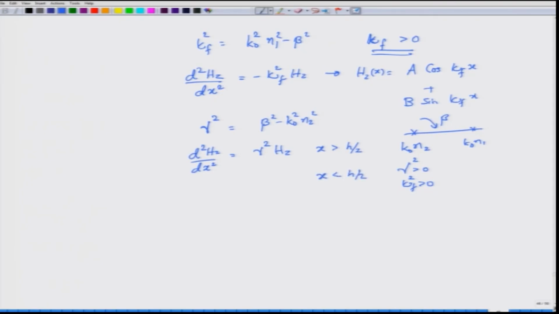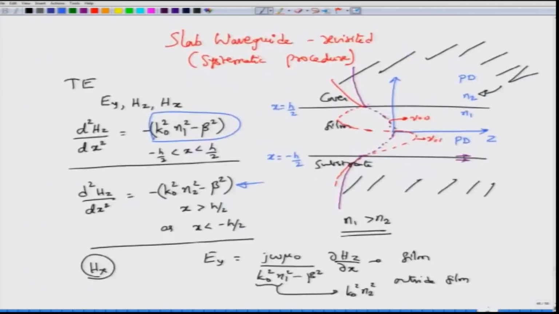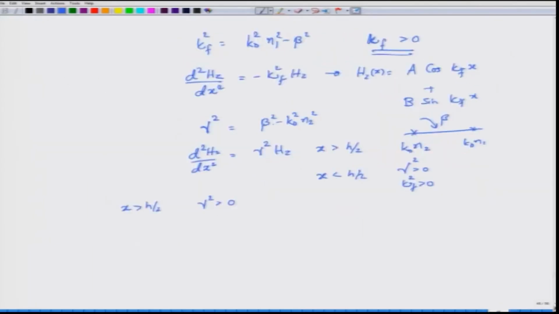The solution inside is fairly okay, but the solution for x greater than h by 2 must come by assuming gamma to be a positive quantity. Oh, so did we get this wrong here? Hold on a minute. I had minus k0 square n2 square minus beta square. So, I defined gamma as beta square minus k0 square n2 square. The solution is in this form. So, when beta is greater than k0 n2, then I am going to get two solutions for this one, right.